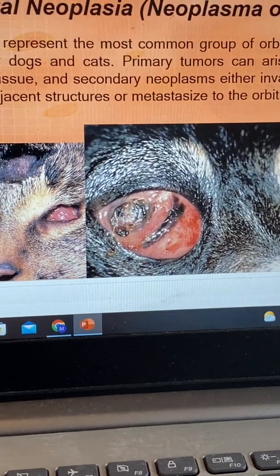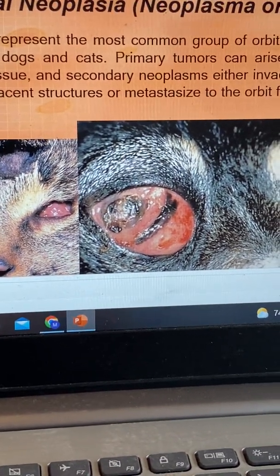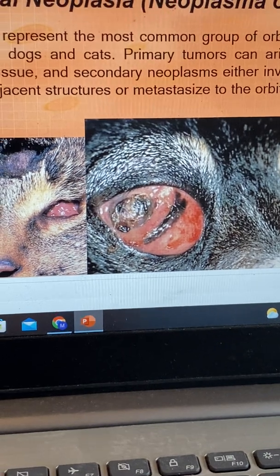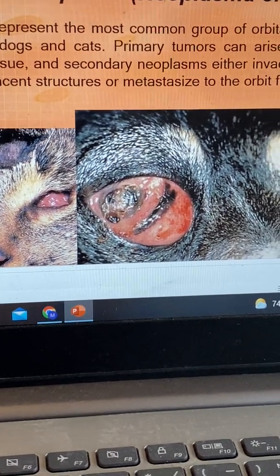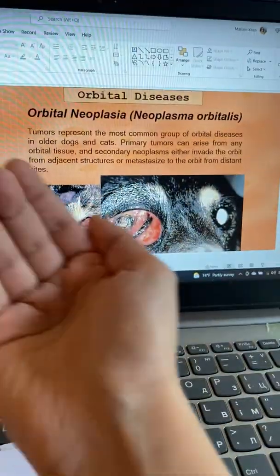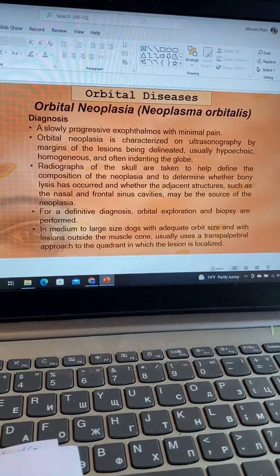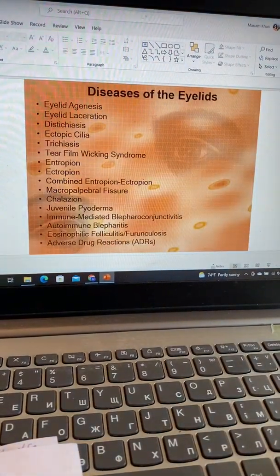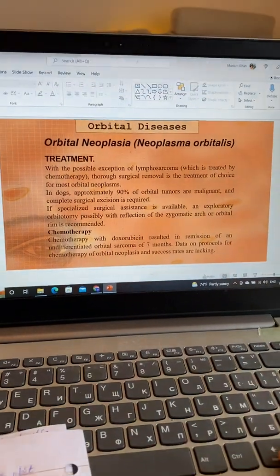So we can operate, we can get rid of the tumor, we can do chemotherapy, or an orbitotomy, which is basically you cut out where the eye should be sitting. I don't know if they even showed it. Yeah, probably best not to.